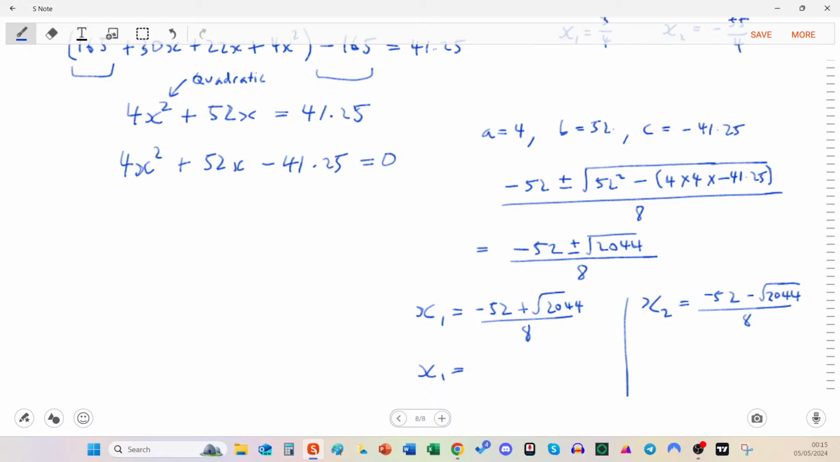Oh, did I write negative 41.25? I bet I didn't. Yeah, that's better. I think that makes a lot more sense, although it's not the nicest number. I wish that it was the other one.